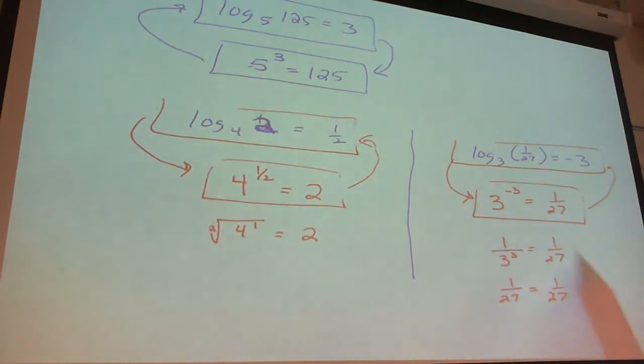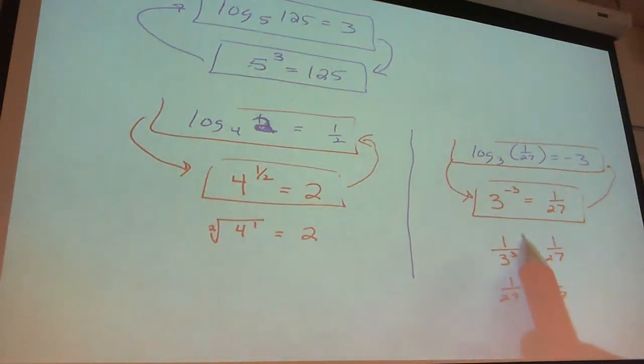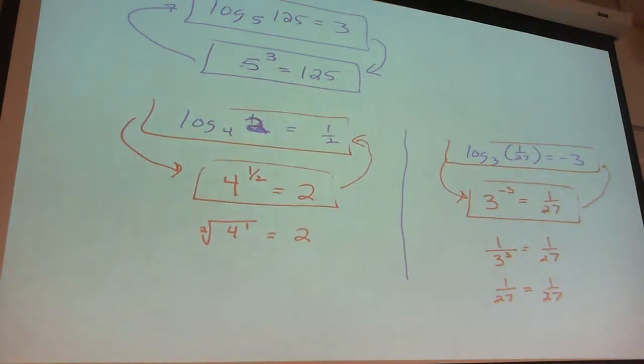This is why we do appendix A. You should know that to make a negative exponent positive is 1 over 3 to the third. 1 over 3 to the third is 1 over 27. That's why I have you do appendix A, because that's the stuff you should know. Are we comfortable going from log to exponent?